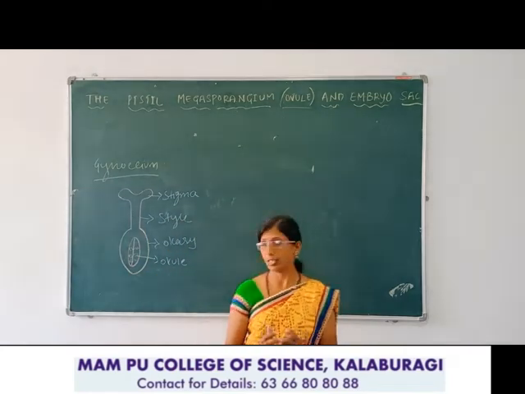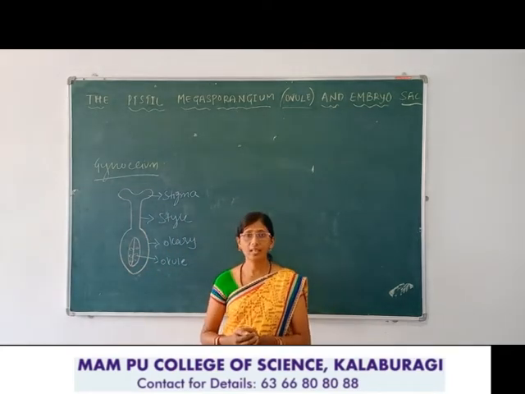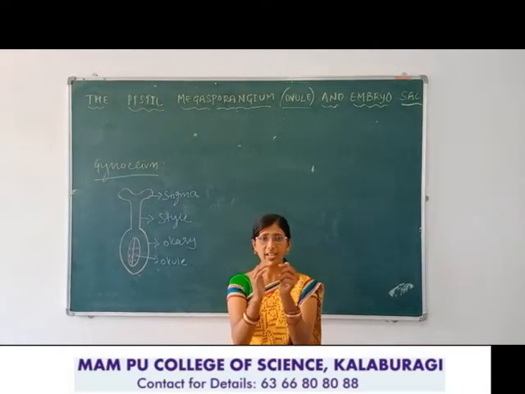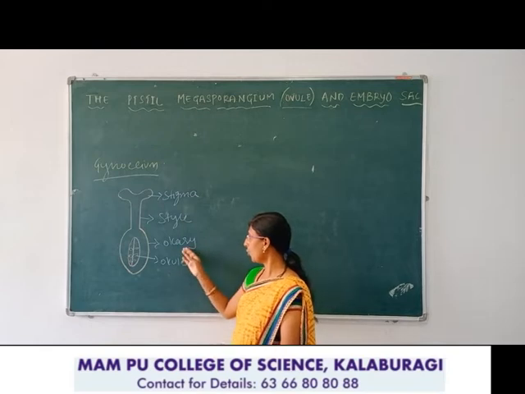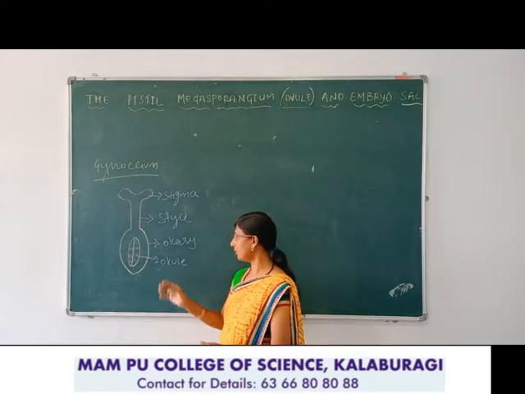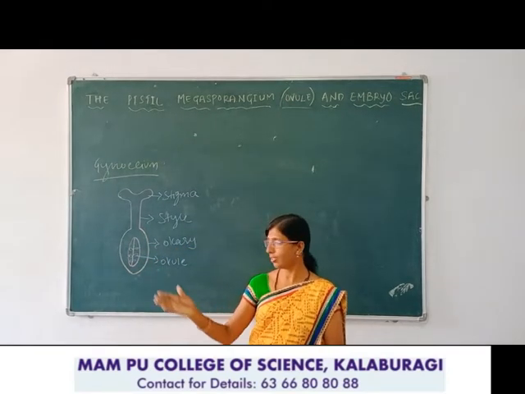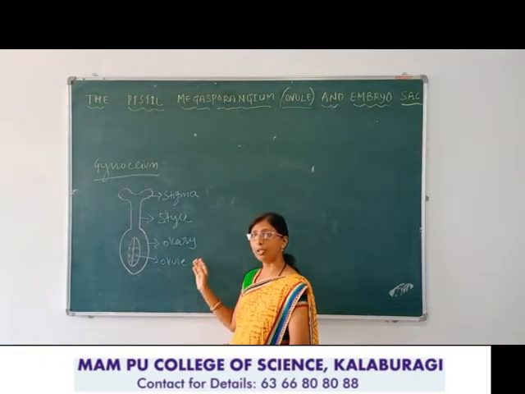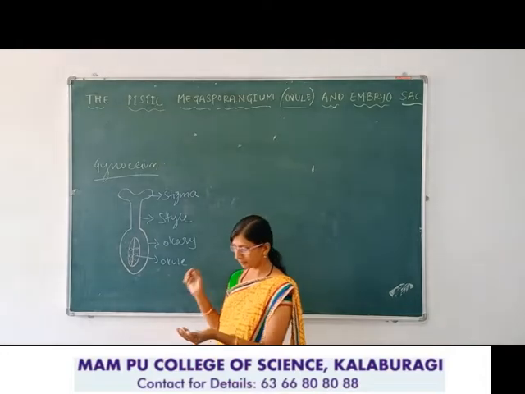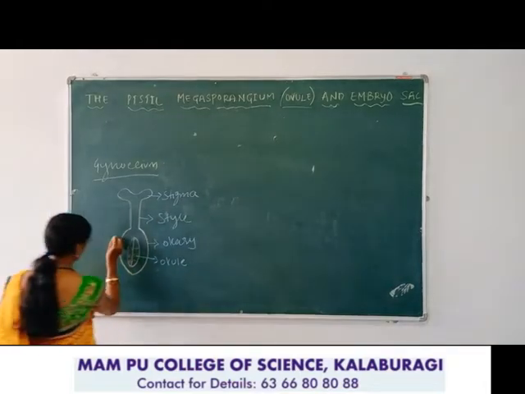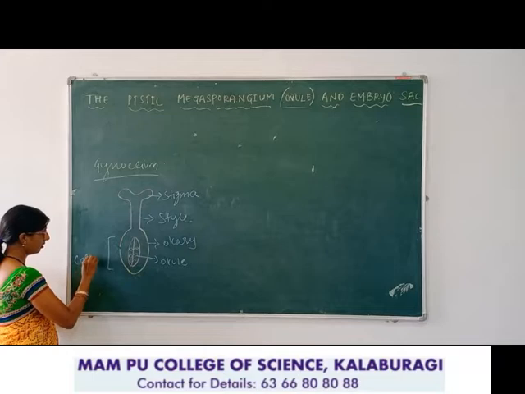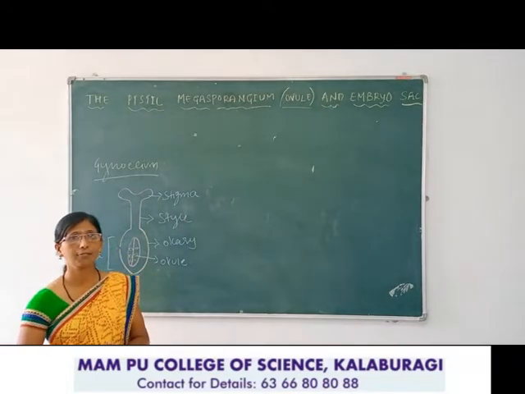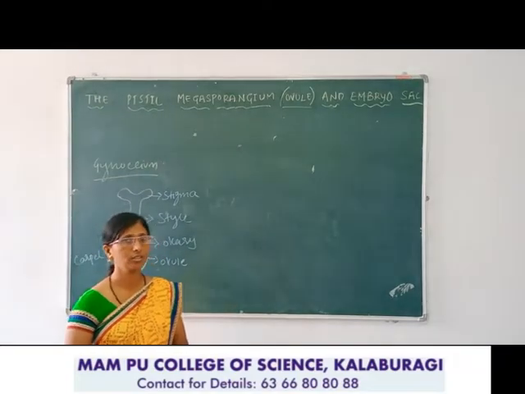The first swollen part, the basal part, is called the ovary, and this ovary contains the ovule. All of you know that after fertilization the ovary becomes fruit and the ovule becomes seed. This part is also called a carpel. The carpel is the female reproductive unit.